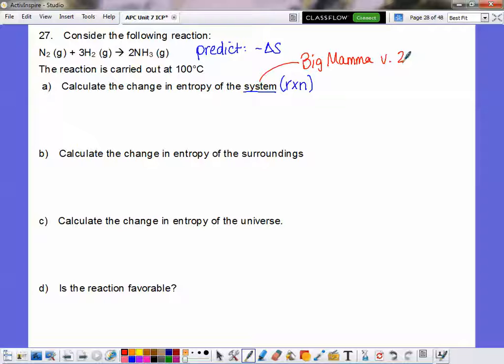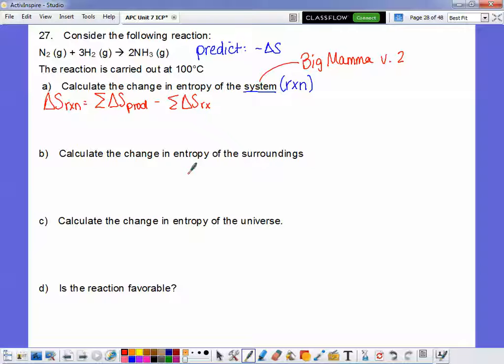Big Mama version 2, it's the same formula, just instead of delta H, it's going to be delta S, and that one is also on your formula sheet. So delta S of reaction is going to be equal to the sum of the delta S of products minus the sum of the delta S of reactants. The values for the products and reactants are found in tables. I have them for you so you don't have to look them up, but for your homework, you will need to use your textbook to look up the values.